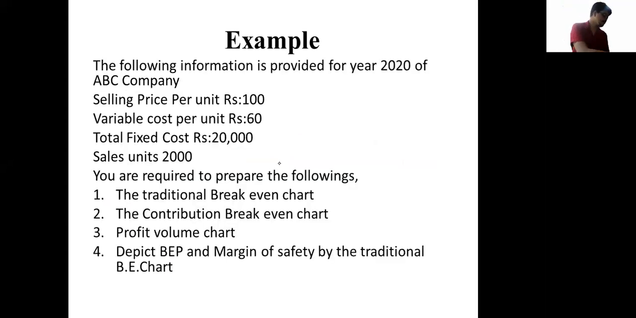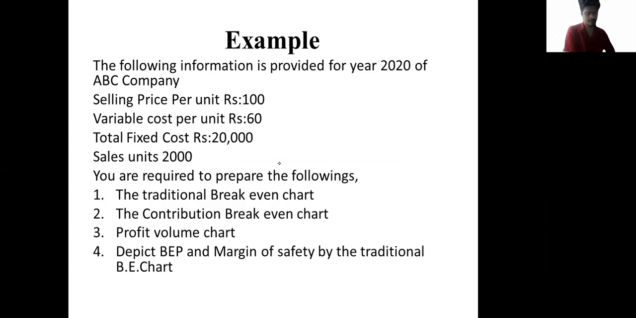Now let's draft it. We need to practice this. Let's see how to draft it. Here I have included a question example. The following information is provided for the year 2020 of ABC company. Selling price per unit rupees 100, variable cost per unit rupees 60, fixed cost 20,000, existing sales units 2,000.